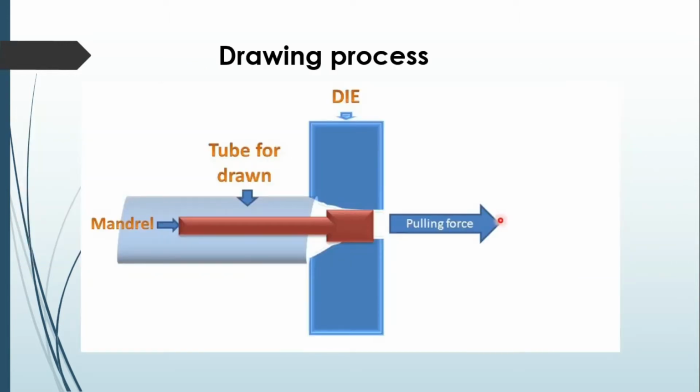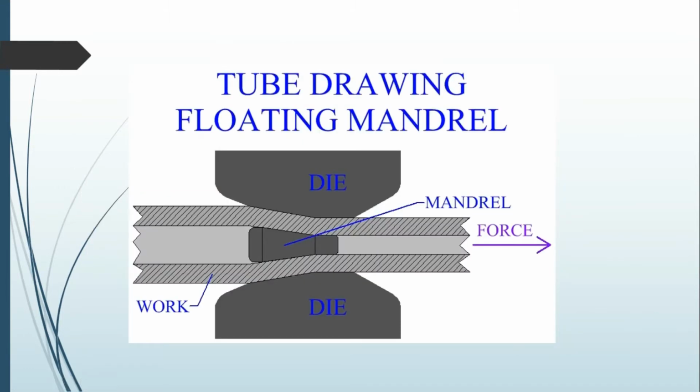Okay, so this is the overlay of the drawing process. In any drawing process, particularly for tube drawing, we should have three things: one is the mandrel, the material, and the die. As you can see, the die is stationary, the mandrel is also stationary. Only the material which is placed over here will be moved by the applied force or the pulling force. So that material will move from this place to this place, and depending upon the mandrel shape, we will have a hollow tube.